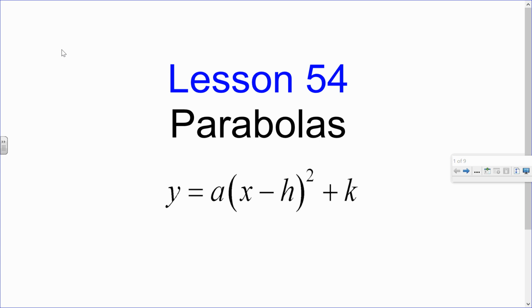Okay, what else? There's also another thing that A will tell us, and I'm also wondering about the H and the K. Does anybody remember anything about those? What else are you remembering, Elizabeth? So, like any function, if we have a K on the outside, plus K it goes up, minus K it goes down. So K is going to tell us about the vertical shift.